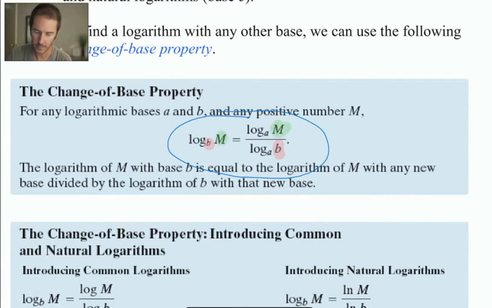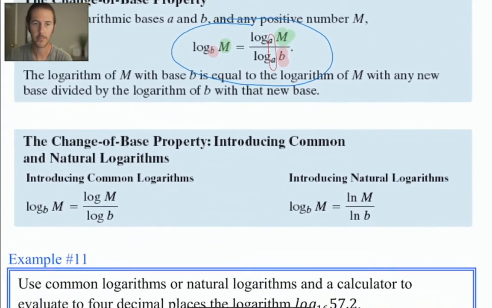There's the m, it's still an argument. And then this value of a, this new base, is just that, it's new. Well, what is a supposed to be? It can be whatever you want. So I could make it e so that I could write this whole thing as a natural log over a natural log. Absolutely. I could make it base 10 so I could use just the regular old log button on my calculator in order to evaluate an expression. Absolutely.